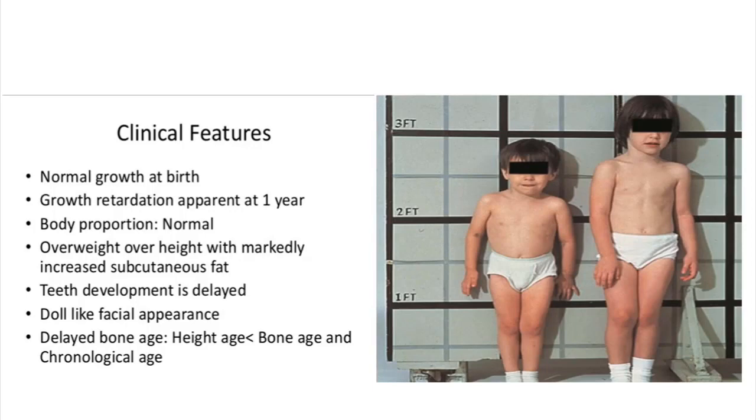These pictures show part of the clinical features which may be seen in a patient with isolated growth hormone deficiency or with multiple pituitary hormone deficiencies. So you will see the difference in the height, but the child is well proportionate. He looks like this, but in a small size.